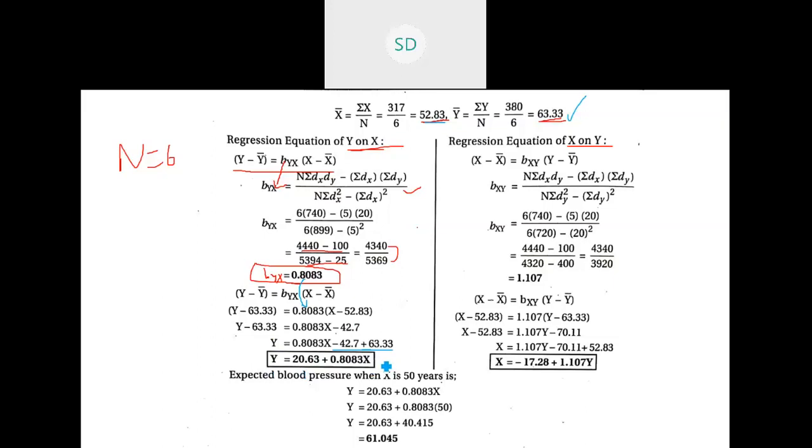Okay, so your first equation is y is equal to 20.63 plus 0.8083x. Fine. So this is the first regression equation, that is y on x. Any doubts in the first equation?